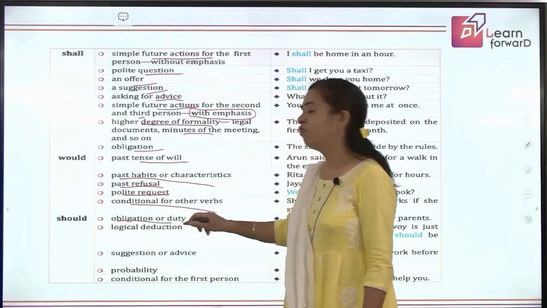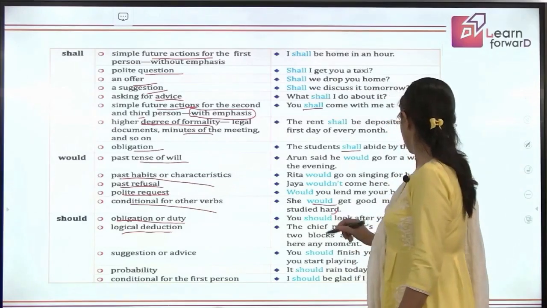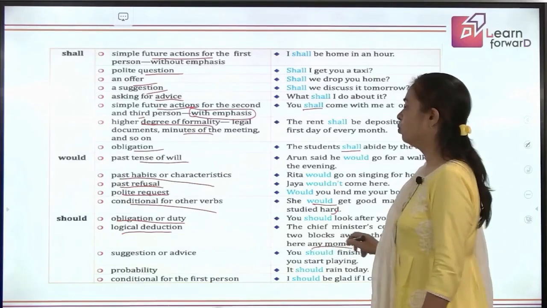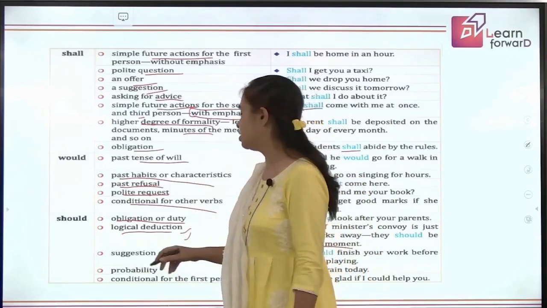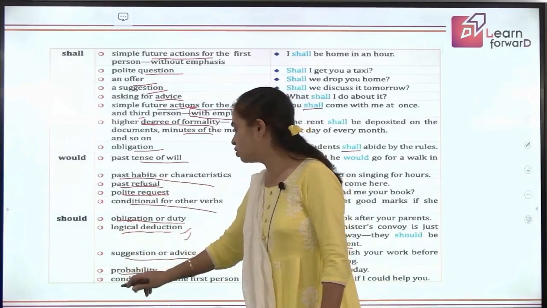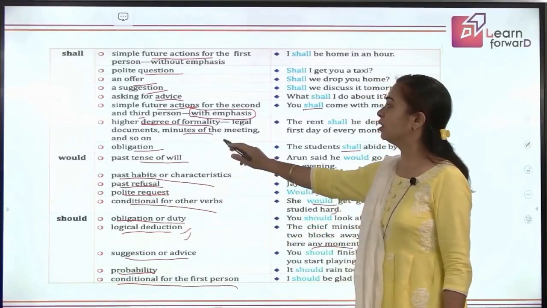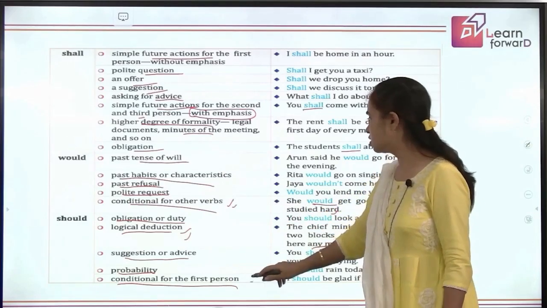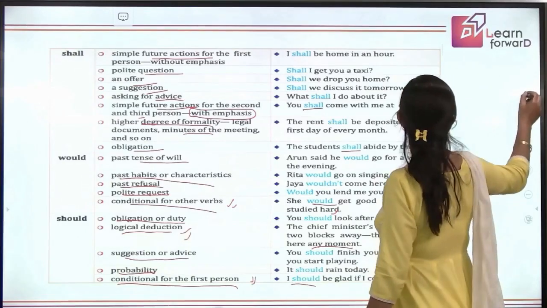Should is used for obligation or duty. This is for logical deduction also, like the chief minister's convoy is just 2 blocks away and they should be here any moment. So you are just deducing, this is your logical deduction that they'll be reaching soon. Suggestion or advice, when you are making, you use should. For probability also, and then for conditional, for the first person you use should. This was for other persons here for conditionals, and here this is for first person. I should be glad if I could help you. So this was the use of modal should.